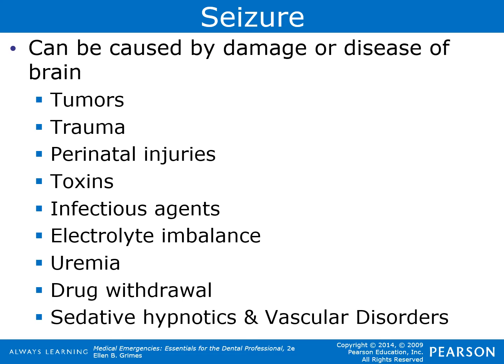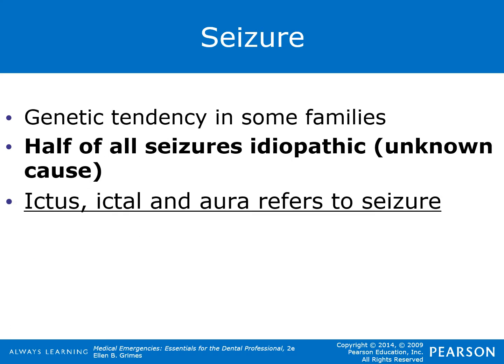It can be caused by damage or disease to the brain. It can be caused by trauma, tumors, perinatal injuries, toxins, infectious agents, an electrolyte imbalance, uremia, drug withdrawal, sedative hypnotics, or vascular disorders. Seizures have a genetic tendency in some families. It doesn't mean there will definitely be a genetic relationship or that it will always be hereditary, but there is a tendency in some families.